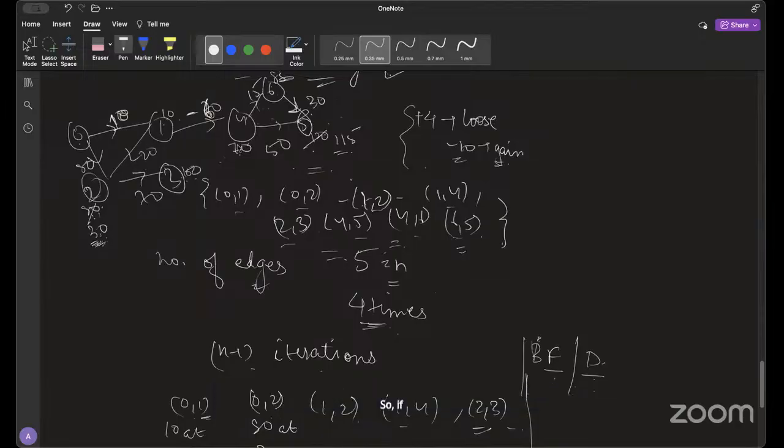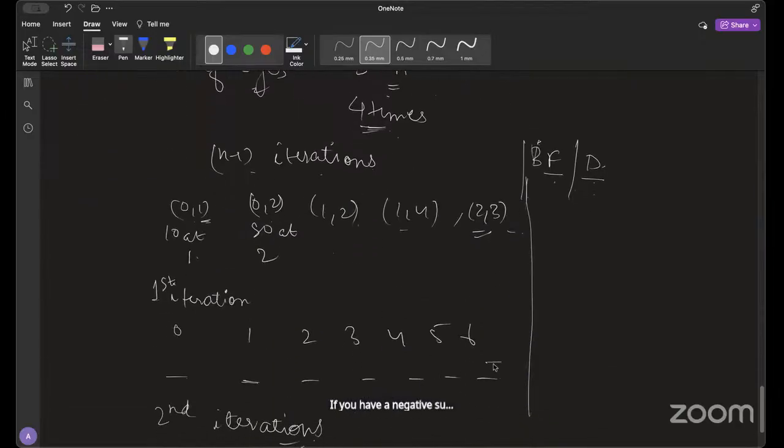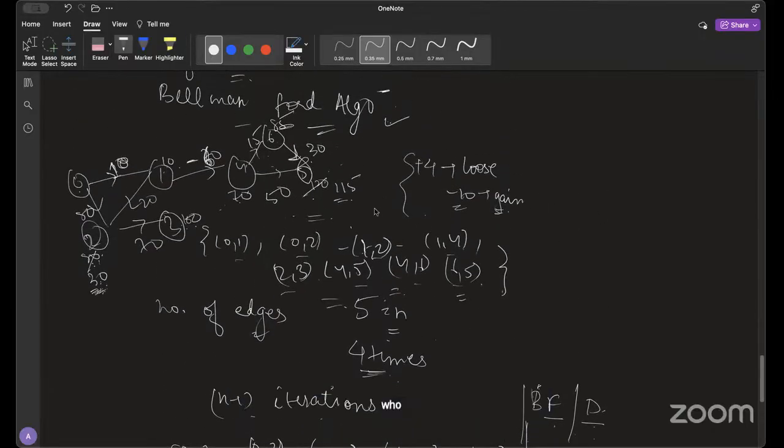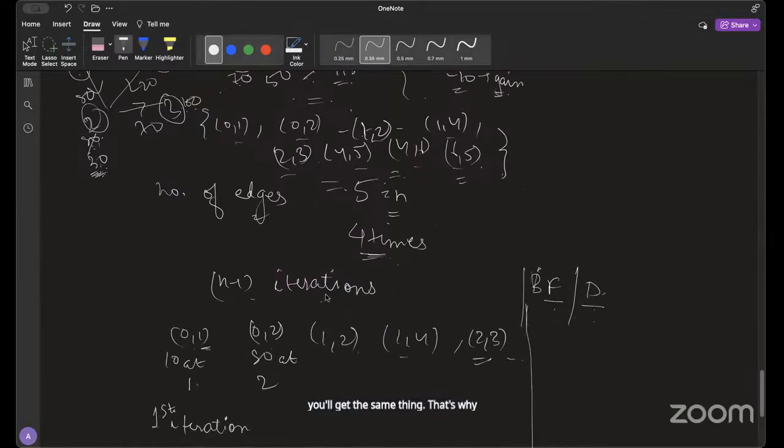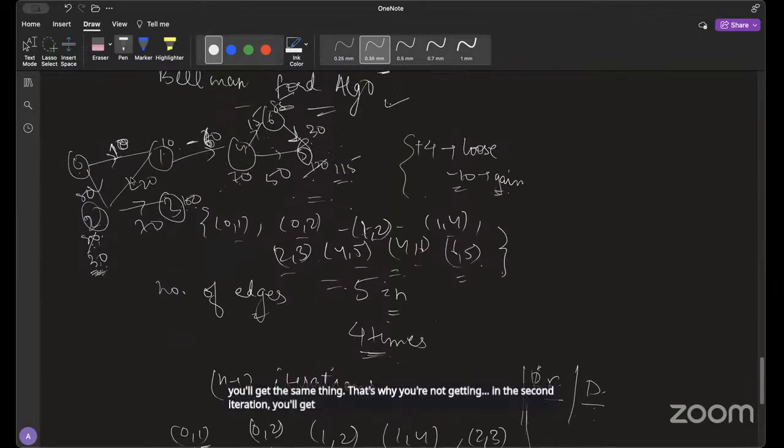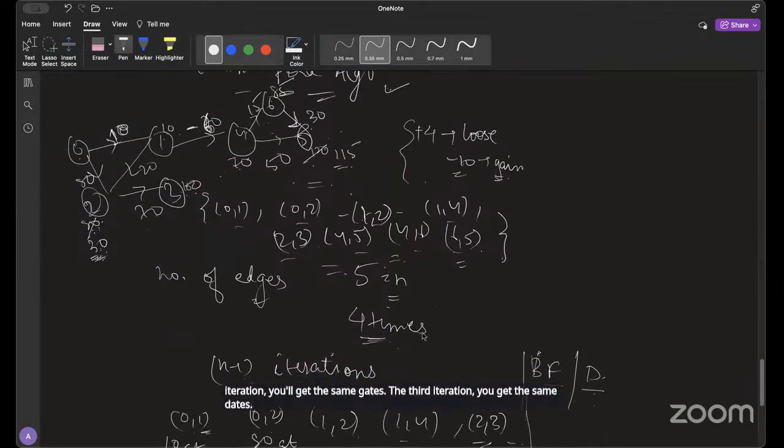So here you just got the answer in your first iteration. You don't have to do further iterations because you'll get the same thing over and again. You figured out everything in the first iteration. Even if you keep canceling things, you'll get the same thing. That's why in the second iteration, you'll get the same weights. In the third iteration, you'll get the same weights. So you'll do it 4 times.